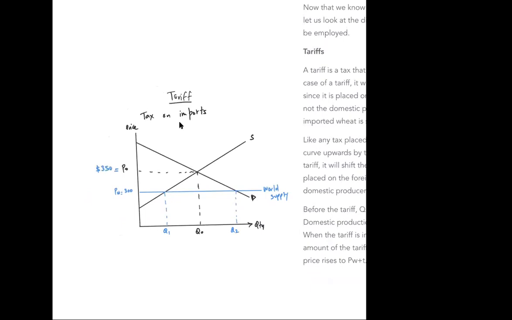Is there any question about this diagram? Why are we importing, by the way? We're importing because the world price is lower than the domestic price. So we're importing how much? Q2 minus Q1. So level of import is Q2 minus Q1. Q2 is the domestic demand because at $300, this is what domestic demand is. At $300, this is what domestic supply is. So Q2 is your domestic demand, Q1 is your domestic supply, and Q2 minus Q1 is your level of imports.